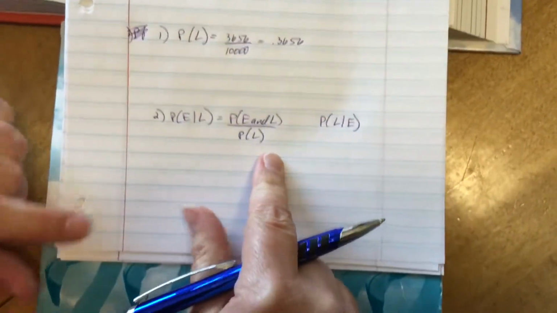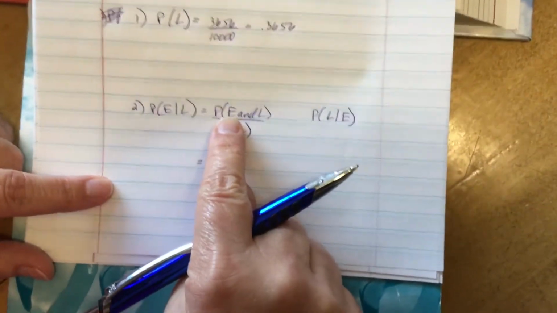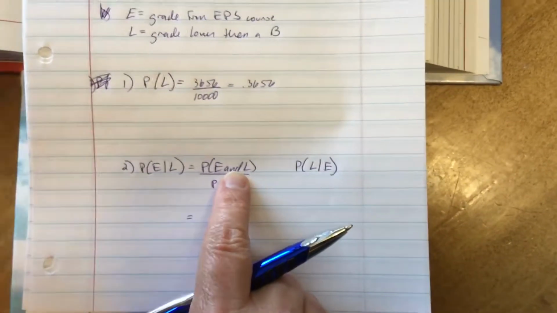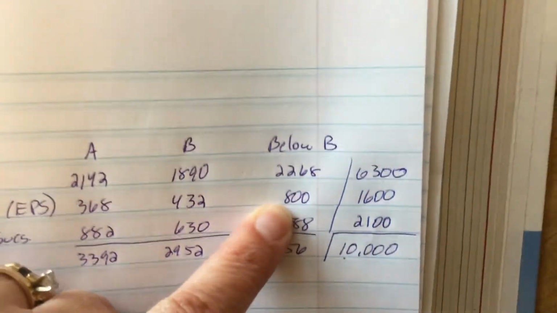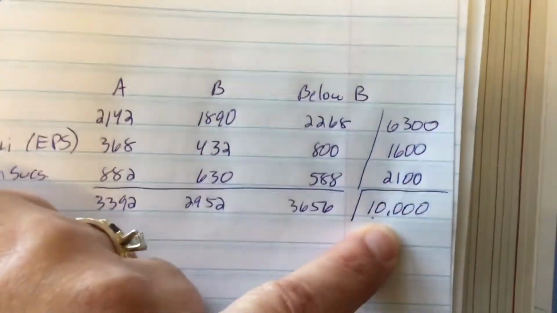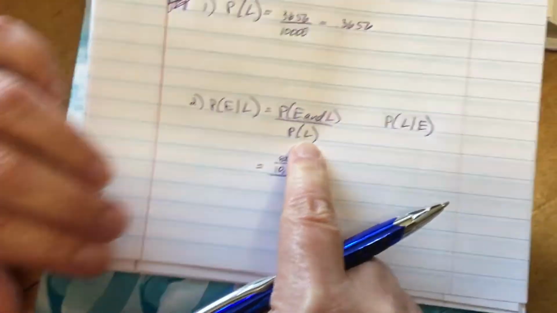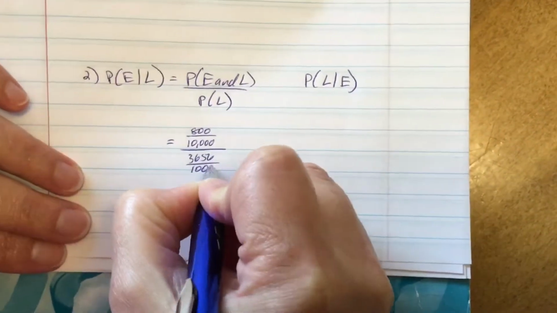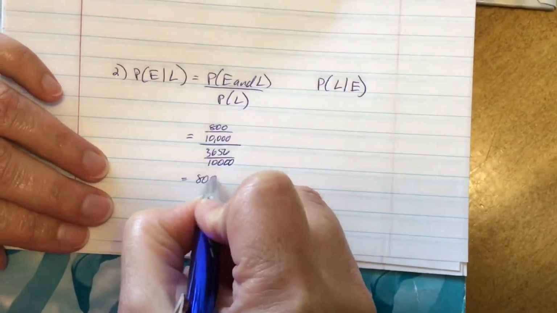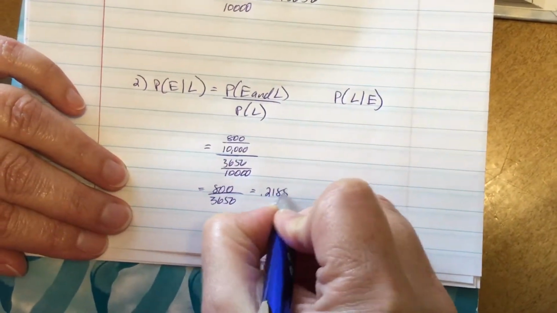I'll do one at a time. What's the probability that a grade is from the engineering class and below a B? We go up to engineering and below a B, so that would be 800. Basically 800 over 10,000. And then the probability that the grade is below a B, well, we had that already: 3,656 over 10,000. So it ends up being 800 over 3,656, which is 0.2188.